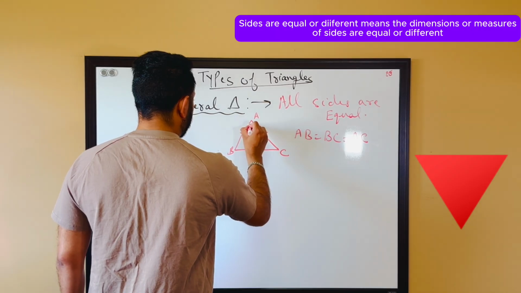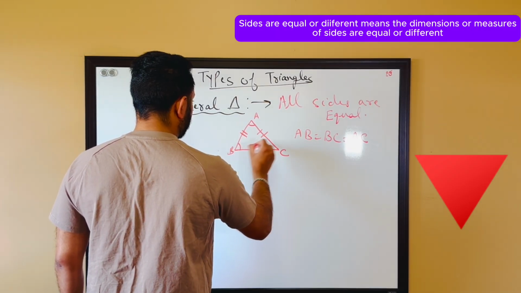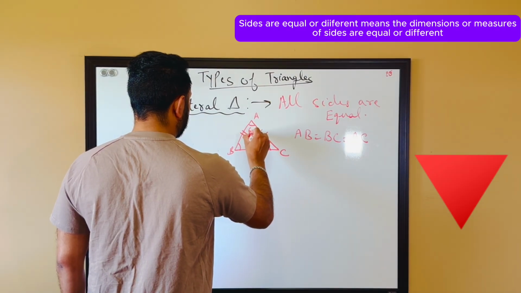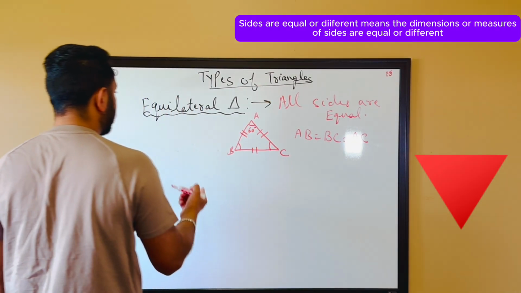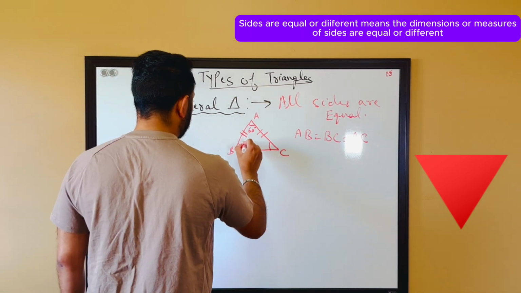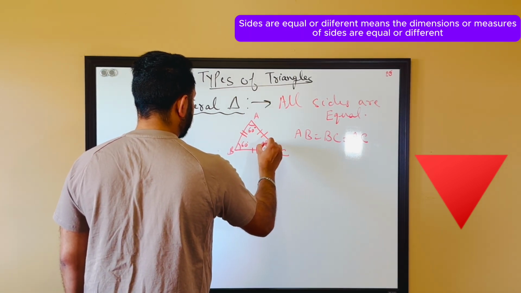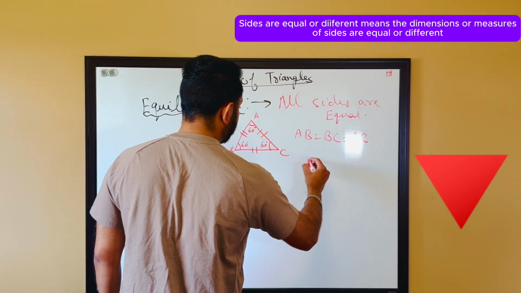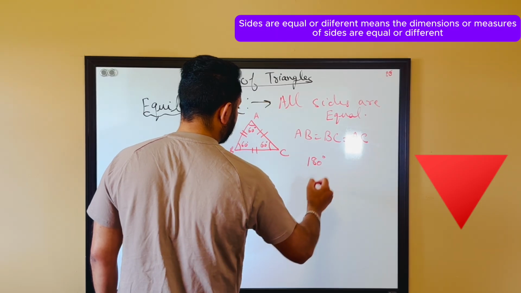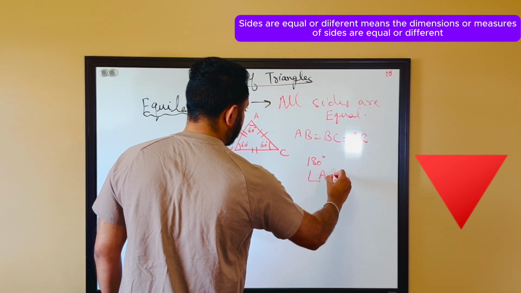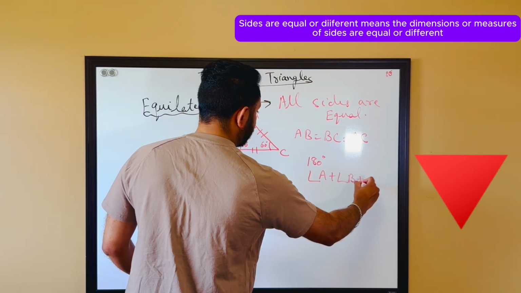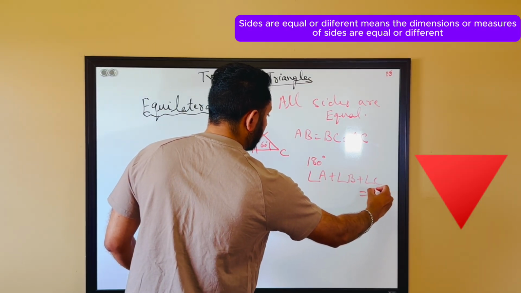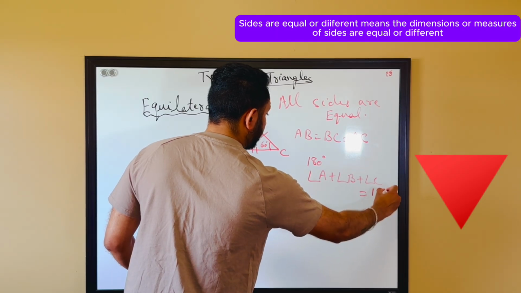And also the angles inside the equilateral triangle, they're all 60 degrees, because the sum of the angles of a triangle is 180. Like A plus B plus C, the sum of all the angles of a triangle is 180 degrees.